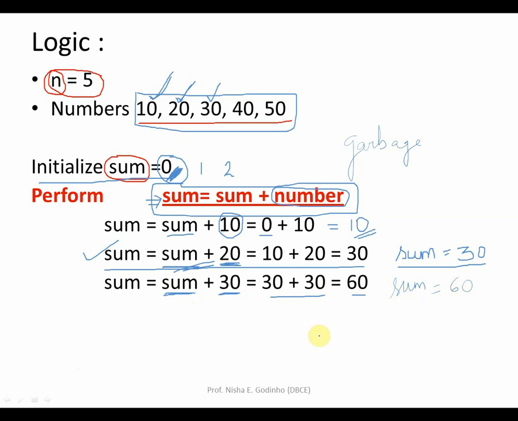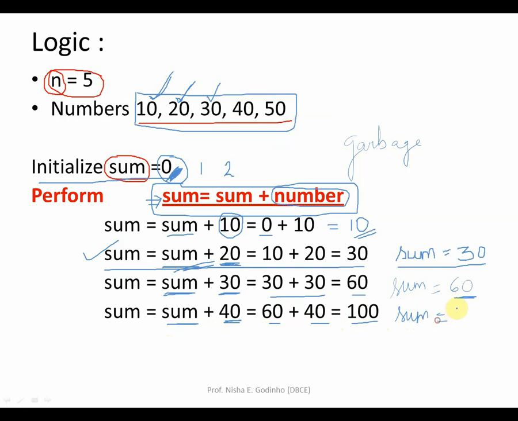The following step is to add the next number. Now which is the next number? 40. The fourth number is 40. So you see over here 40. Now what is the sum value in the previous step? Sum value is 60. So it will be 60 plus 40, which gives you 100. Now this time the sum variable will take a value of 100. So we have added 4 numbers now. Only the last number, the 5th number, is remaining, which is 50.